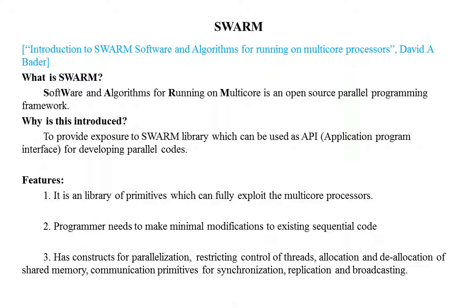SWARM is an acronym for Software and Algorithms for Running on Multi-Core. SWARM is a portable open source library consisting of basic primitives that provide a framework for designing algorithms on multi-core systems. In order to use the SWARM library, the programmer needs to make minimal modifications to the existing sequential code. After identifying the routines in the program, work can be assigned to each core using an efficient multi-core algorithm. Another parallel programming platform is CUDA. It's Compute Unified Device Architecture and it is used for the design of parallel programming on NVIDIA graphics processors.